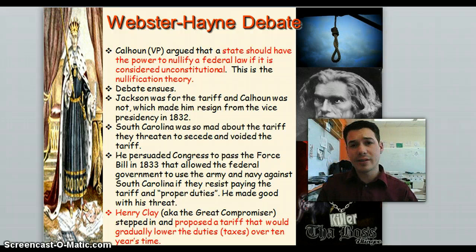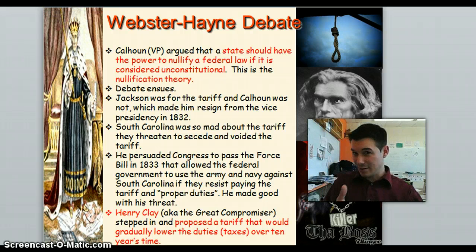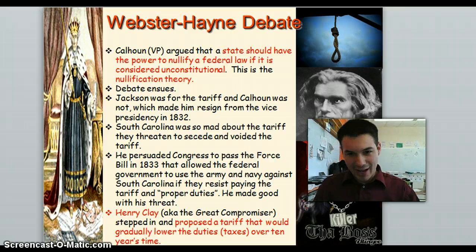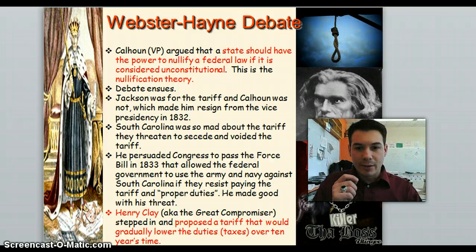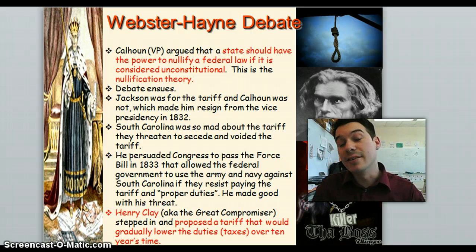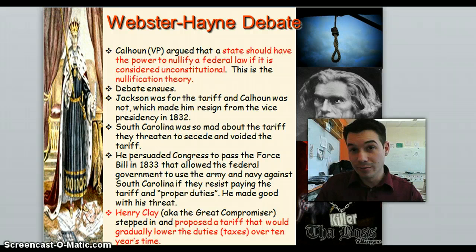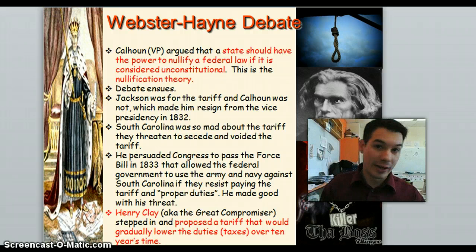Now, Jackson was for the tariff, and Calhoun was not, which made Calhoun actually resign from the vice presidency in 1832, leaving almost a year. We didn't have a vice president, technically, before Martin Van Buren comes in afterwards. Now, South Carolina was so mad about the tariff, they threatened to secede and void the tariff, like in 1832. This is 30 years before the Civil War, 29 years.